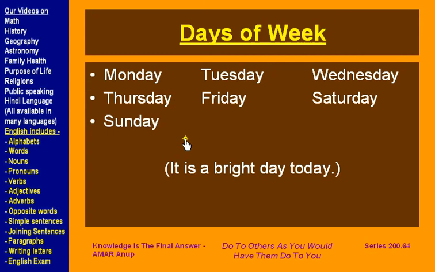Days of the week are capitalized. So Monday, Tuesday, Wednesday, Thursday, Friday, Saturday, Sunday, all the first alphabets are capitalized. But when we talk of the day as a routine or as a common term, then we don't capitalize. It is said, it is a bright day today. So here we are talking about a routine day. There is no name for that, so it is not capitalized.